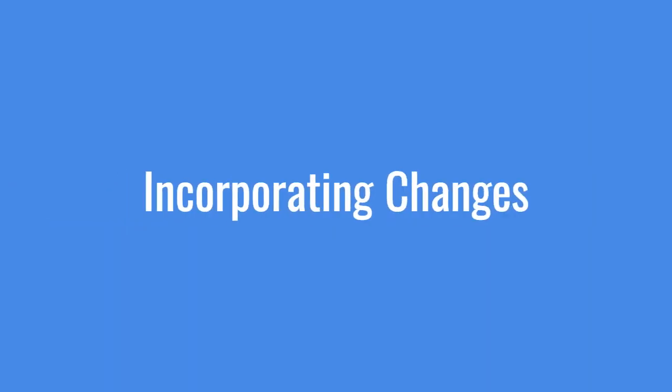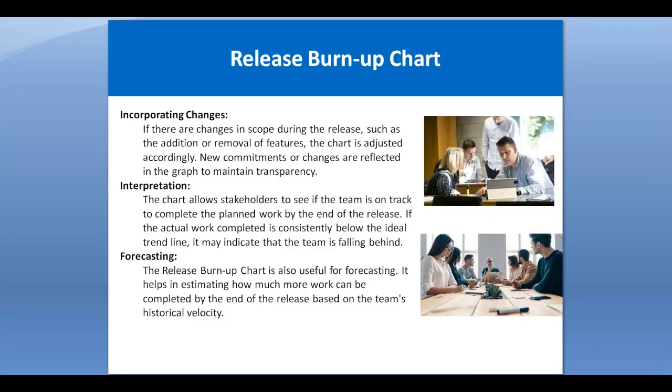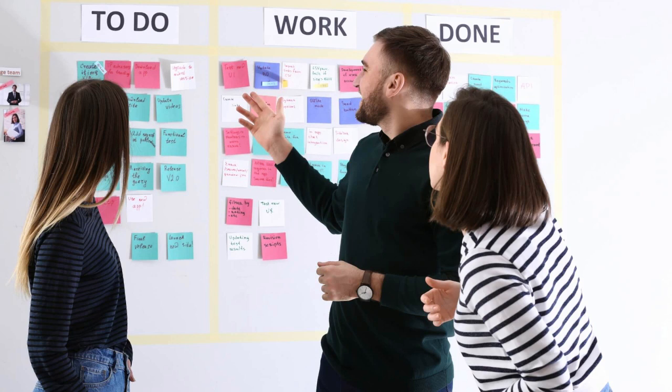Then incorporating changes, that means if there are any changes in the scope during the release, such as any addition or removal of a feature. Normally what happens is that during the sprint review meeting or after the sprint review meeting, a few features are added or removed from the product backlog items. So in that case there may be some changes, and those changes should be reflected in the release burn up chart as well.